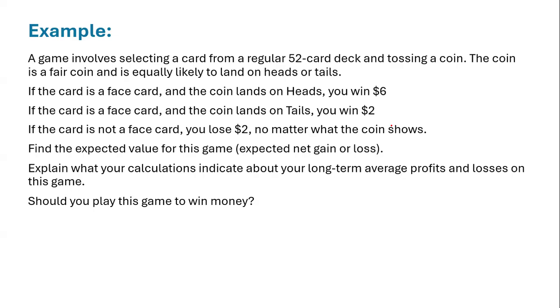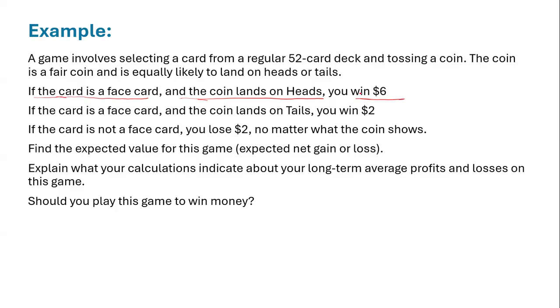I recommend you stop this video and try to find the probability distribution table and see if you get the same answer. And remember, for any probability distribution, we need the random variable x and we need the probability for each random variable. And the random variable, in these cases, when we have games, it's the net gain. Okay? So that's the event. If the card is a face card and the coin lands on head, the net gain is $6.